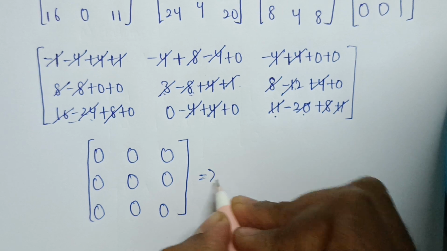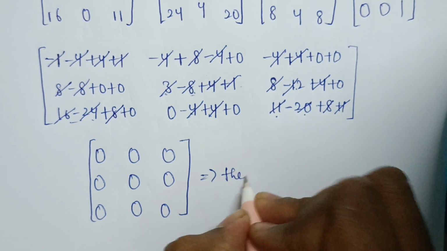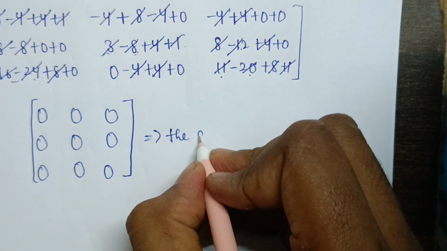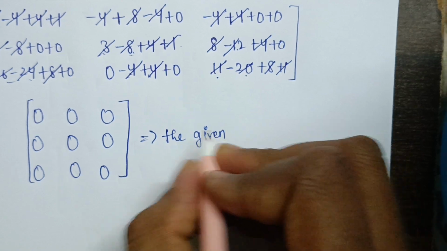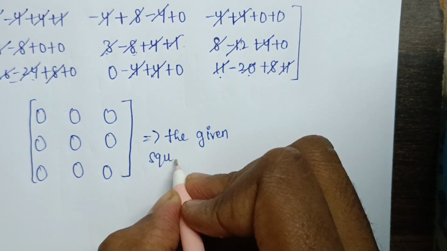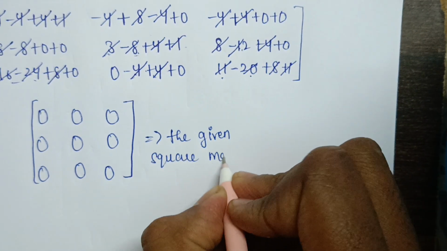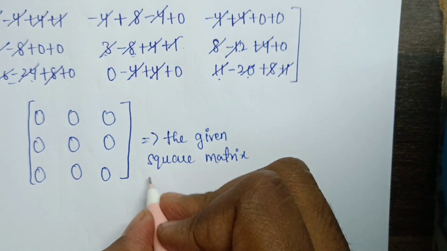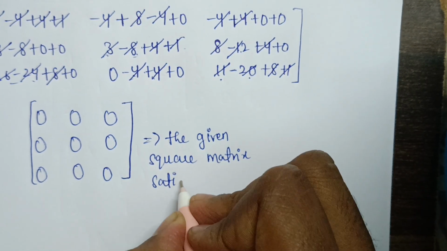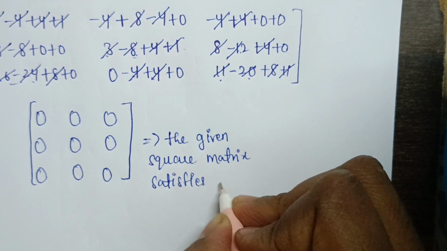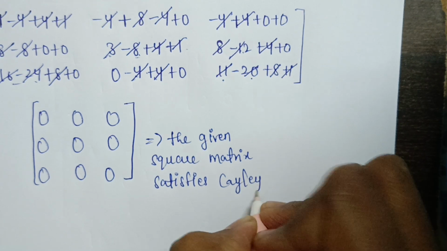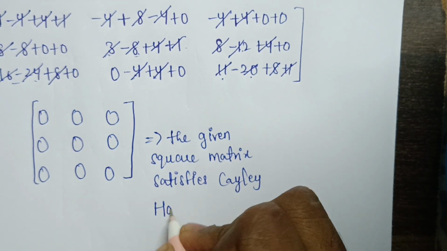So now we can say that the given square matrix satisfies the Cayley-Hamilton theorem.